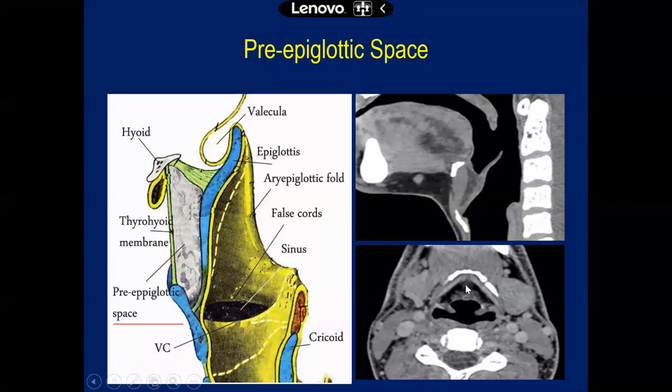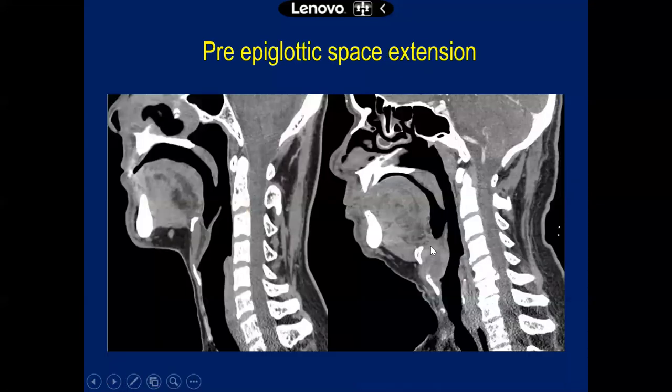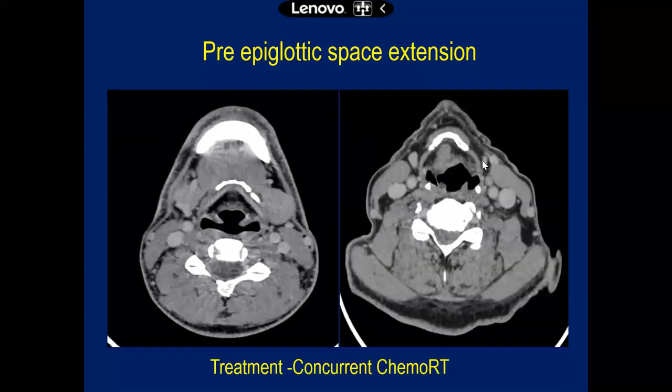So when you have a tumor, this is a normal pre-epiglottic space. Here you can see an enhancing lesion. Can you make out? The pre-epiglottic space is involved, and that patient has a T3 disease. Same, this is a normal pre-epiglottic space. You can see a lesion in the aryepiglottic fold, the paraglottic fat, the pre-epiglottic space, and the epiglottis is involved. The standard treatment is to go for concurrent chemoradiation.